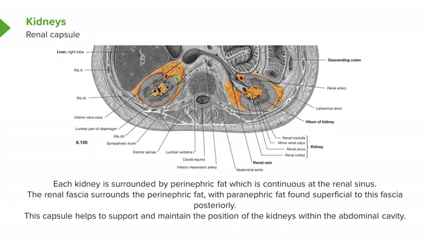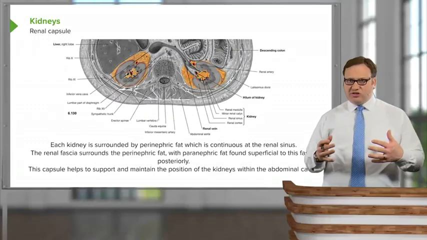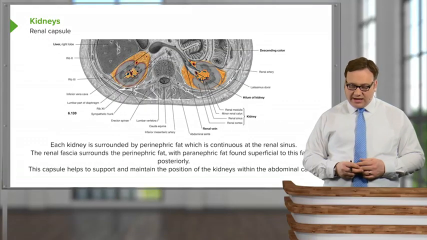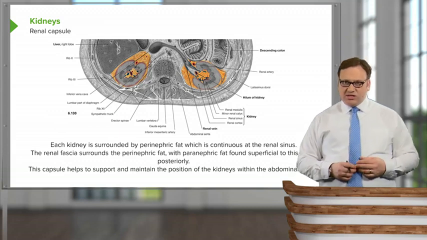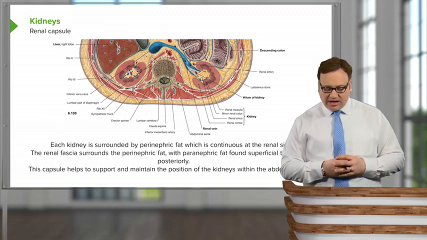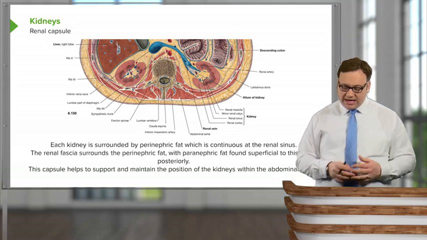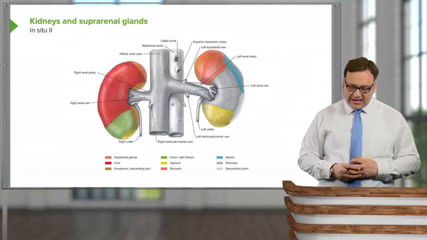The renal fascia surrounds the perinephric fat, and we can see we've got a tough kind of membrane around here, which is surrounding the kidney. And then lateral, superficial to the renal fascia, we have paranephric fat. And this is found superficial to this fascia, and it's positioned more posteriorly. This capsule helps to support, with its fat that's surrounding it, and maintain the position of the kidneys.